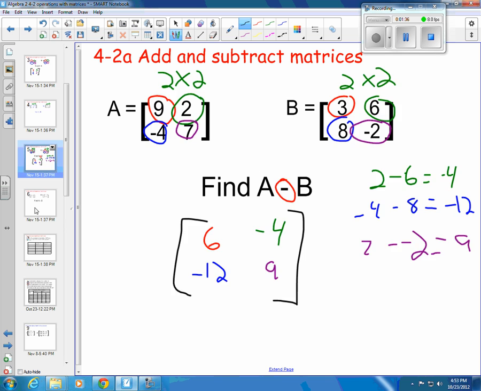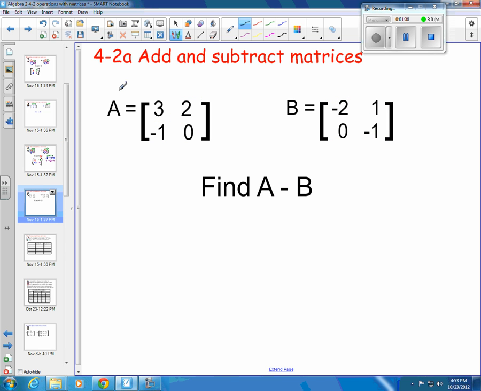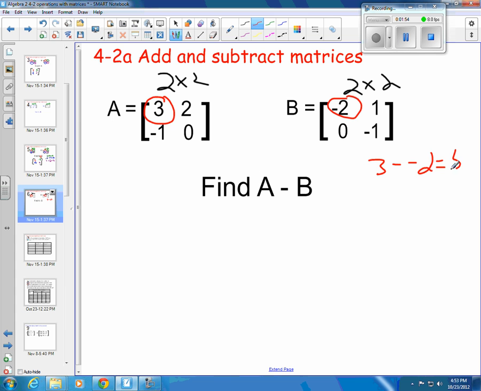Let's go with one more example here. So I'm going to subtract matrix A from matrix B. Again, this is a 2 by 2, and this one is a 2 by 2. So we are allowed to do the subtraction. Let's go through element by element. So I have a 3 and a negative 2. So 3 minus a negative 2 is actually 3 plus 2, so that's 5.